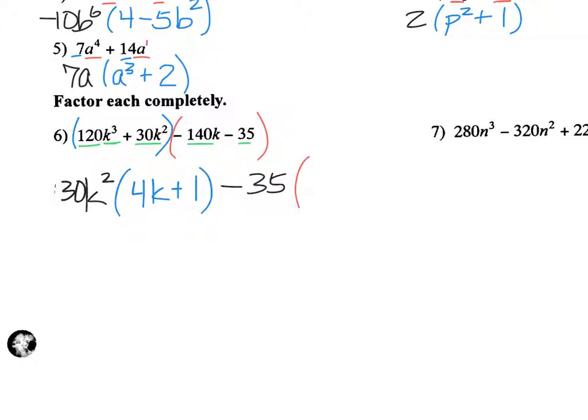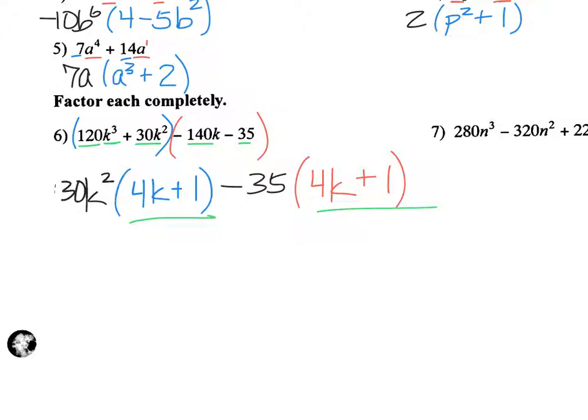Okay, negative times a positive would give me a negative, so this should be, I think it's 4. And then I didn't take a k out. I took the negative out. So since I took the negative out, my sign here now becomes a positive because I took this negative out. So that becomes 4k plus 35 times 1. Now, this is what should happen every time. These two groups should be the same. If they're not, then you messed up somewhere.